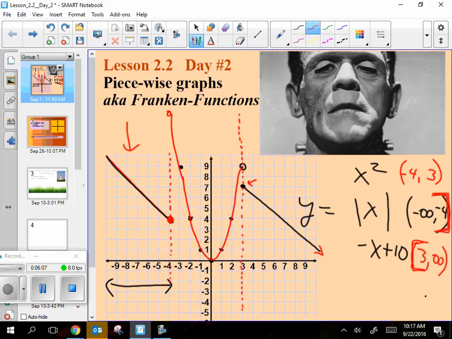And this area is called the domain. And it tells you where that function is.